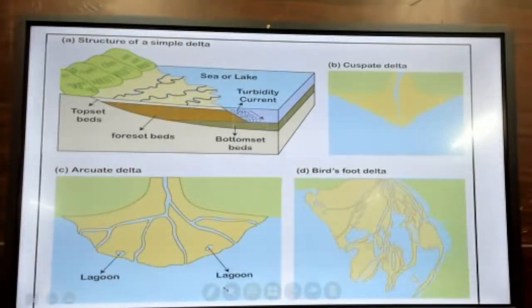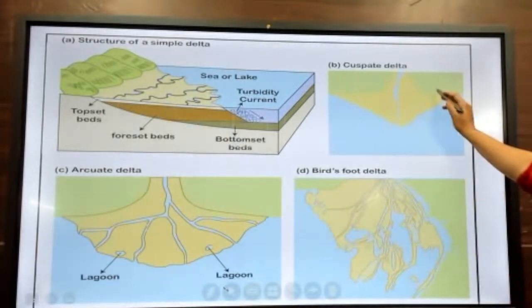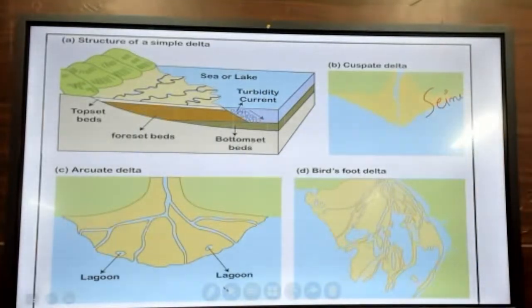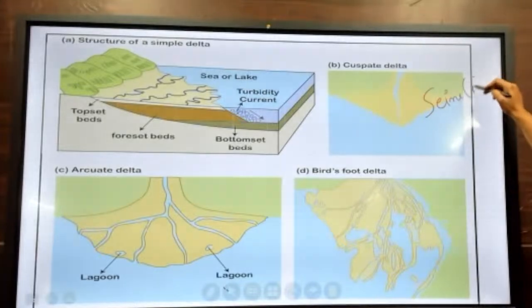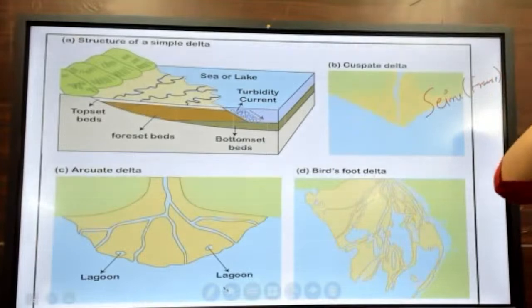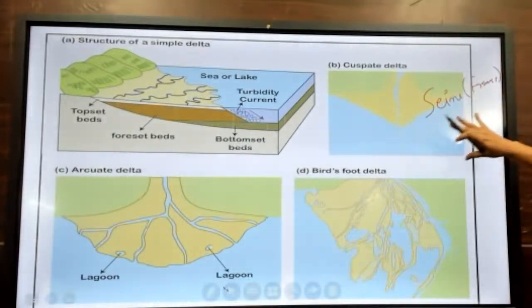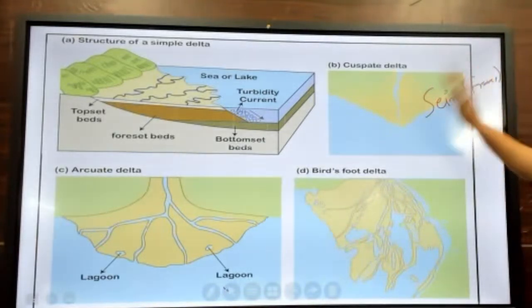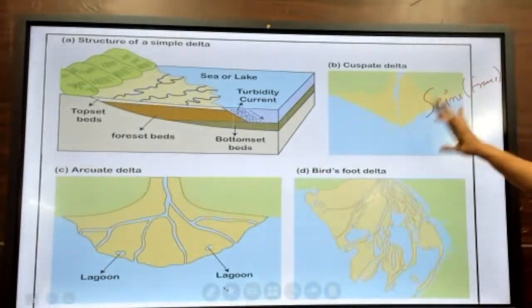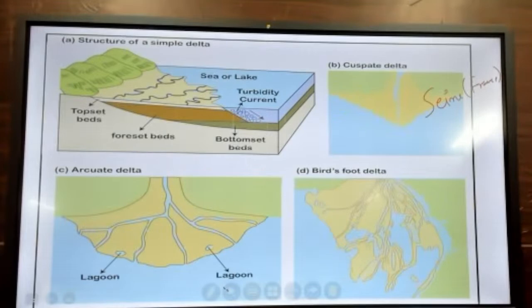Then second one, estuarine delta. Write down Seine River, SEINE. In bracket you write down France. We will do these rivers when we do the map work, and I'll make you locate these rivers on the world map. Right now you just write this. Then in bird's foot delta, write down Mississippi.